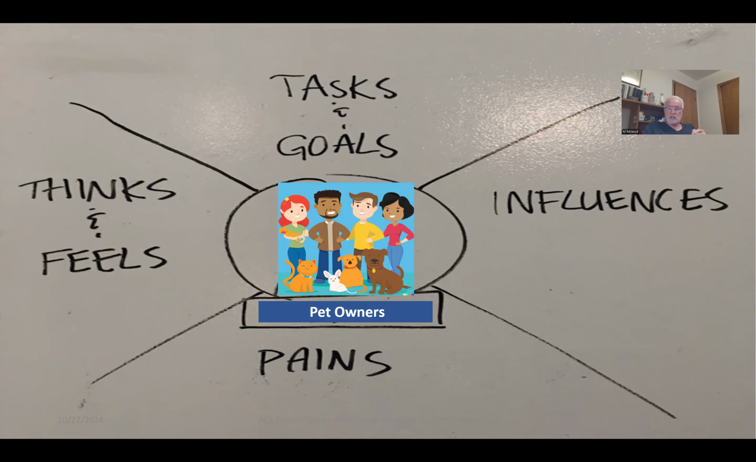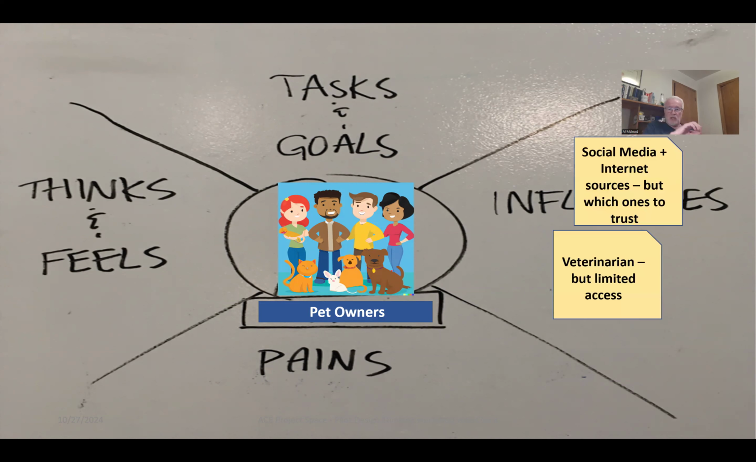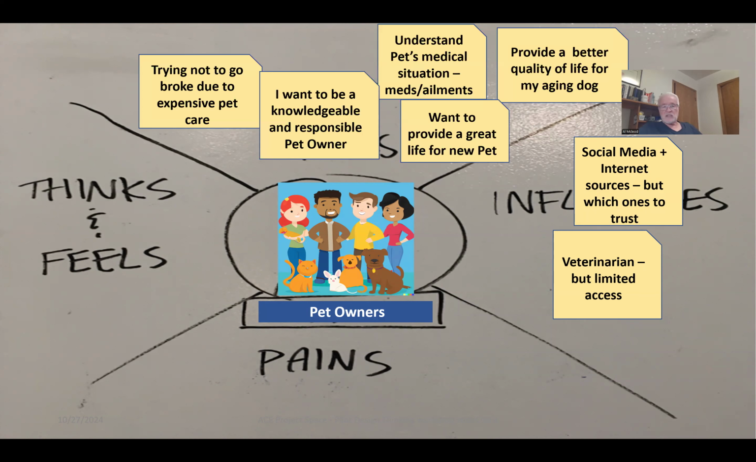So we asked pet owners questions about influences. We asked them who were their influences, what tasks and goals are they trying to perform, what do they think and feel, and what are their pains they're trying to avoid. Influencers: social media and the internet, but they don't know what to trust, and the veterinarian, but they have very limited access to veterinarians because the vets are busy.